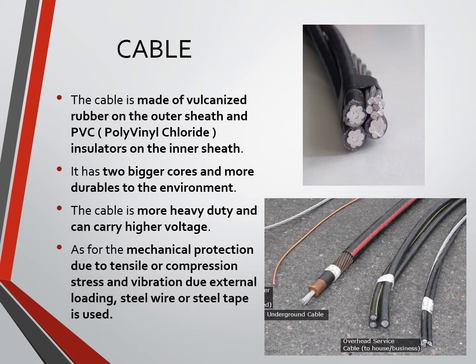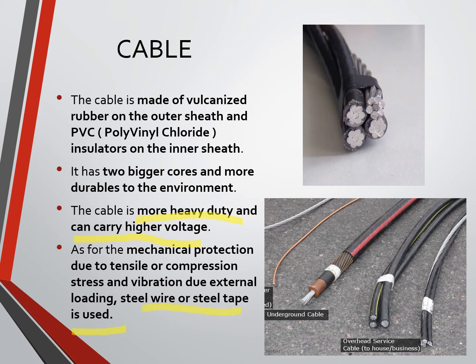Okay, and then the cable. The cable is actually made from vulcanized rubber on the outer sheath, and PVC, which is polyvinyl chloride, insulator on the inner sheath. Okay, it has two bigger cores and is more durable to the environment. The cable is more heavy duty and can carry higher voltage. As for the mechanical protection, due to the tensile and the compression stress of the cable, as well as the vibration due to the external loading, steel wire or steel tape is used.